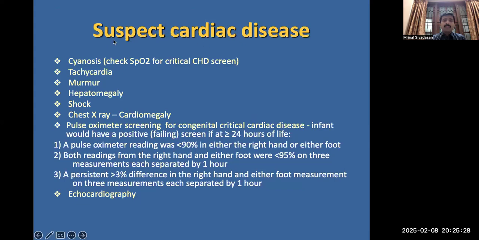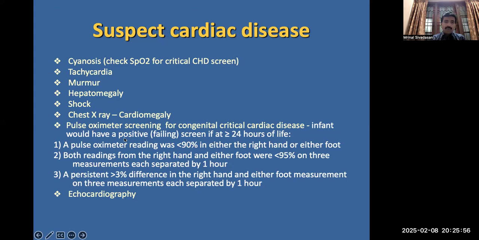So suspect cardiac disease if central cyanosis is there, and the saturation should be checked for congenital heart disease screening. Look for tachycardia, murmur, hepatomegaly, shock, chest X-ray showing cardiomegaly, and these babies may require echocardiography and cardiologist evaluation.